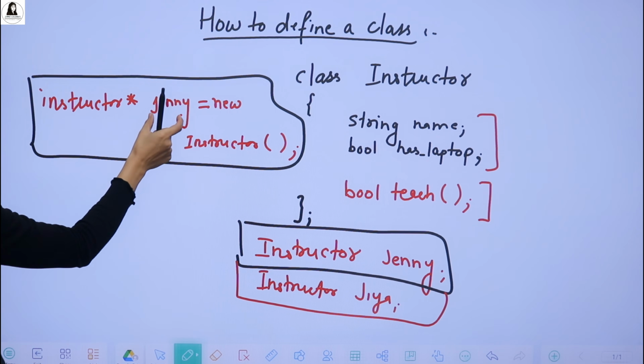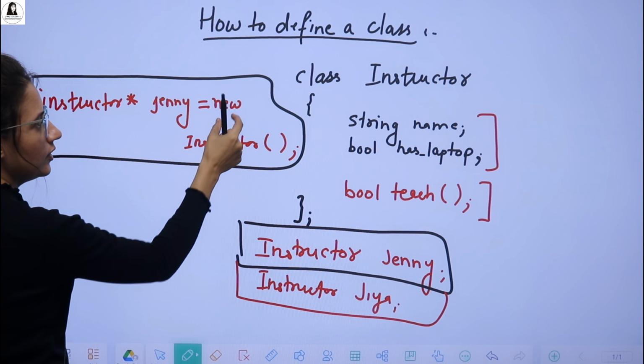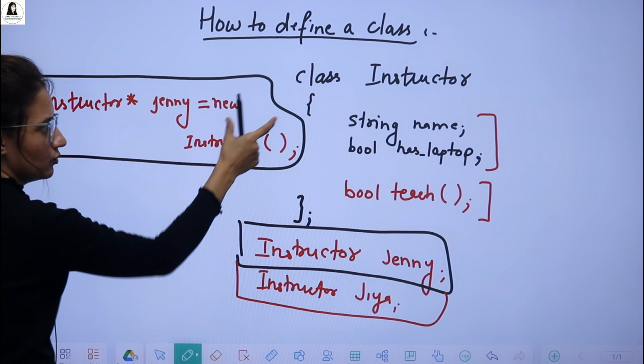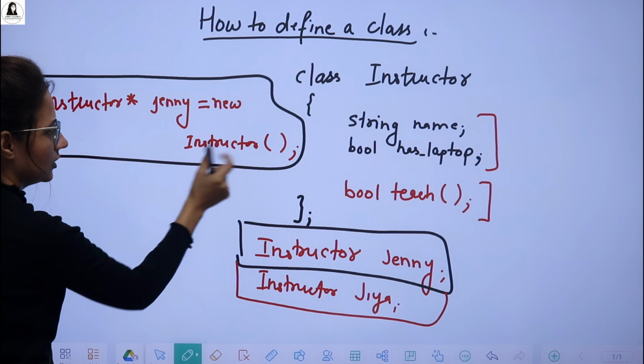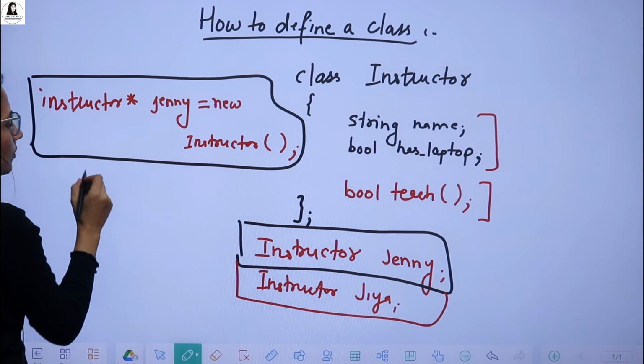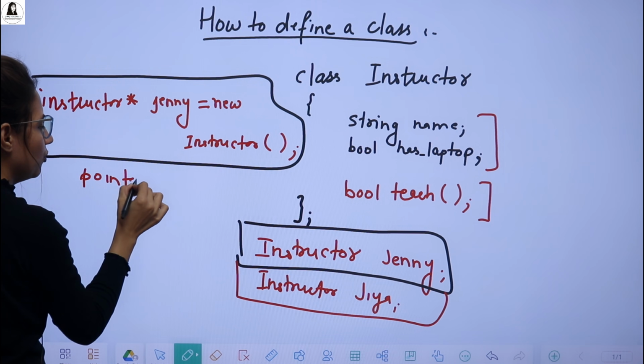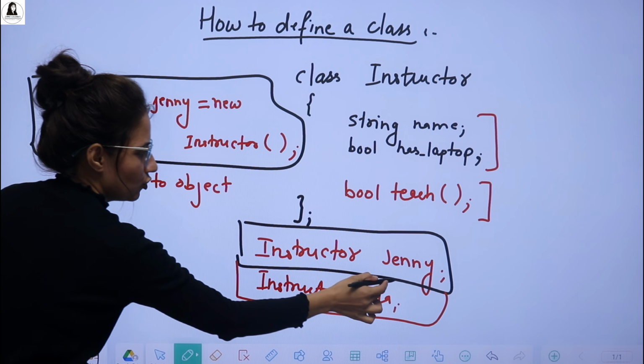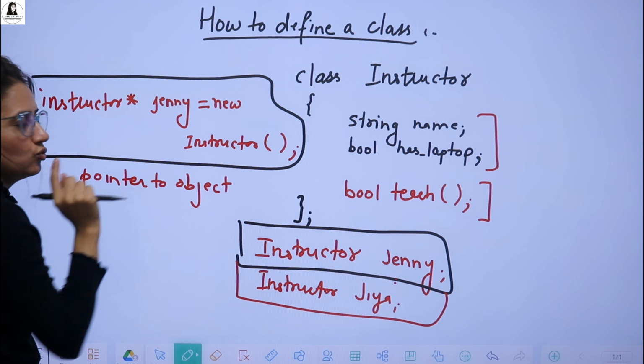Instructor asterisk, the name of the object, whatever you want, is equal to new keyword, and after new we have instructor. Instructor would be supposed to be here, but we don't have space, so that is why I have written here instructor. This is a pointer to object. This will return a pointer to object, and this is going to create the object directly. This is a pointer to object.